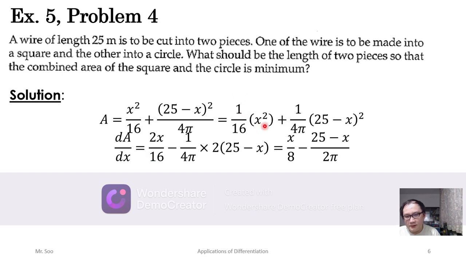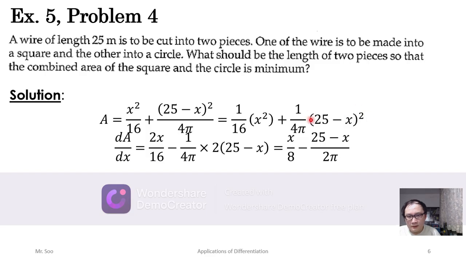Of course 1 over 16 is a constant, correct? Then differentiating x squared using your power rule, you bring down the 2 and then subtract 1 from the power, so that is 2x. Then multiplying with the constant 1 over 16, you get 2x over 16.